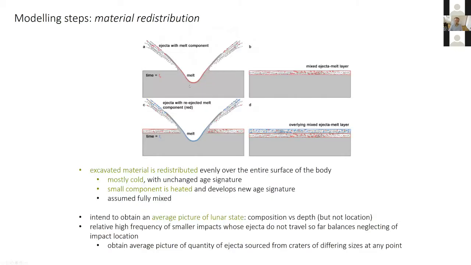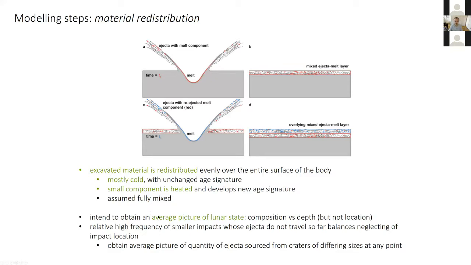This schematic diagram shows, essentially how the model works. So an impact occurs, the excavated material is redistributed evenly over the entire surface of the body. So you see it like this. Most of that material is cold, so its age signature is unchanged, but a small component is heated and develops a new age signature. So in this diagram here, the red spots represent the material that has been melted and has got a new age signature. But the gray spots, they are just fragmented material from below, but they still carry the same potassium-argon time signature as they had before the impact.